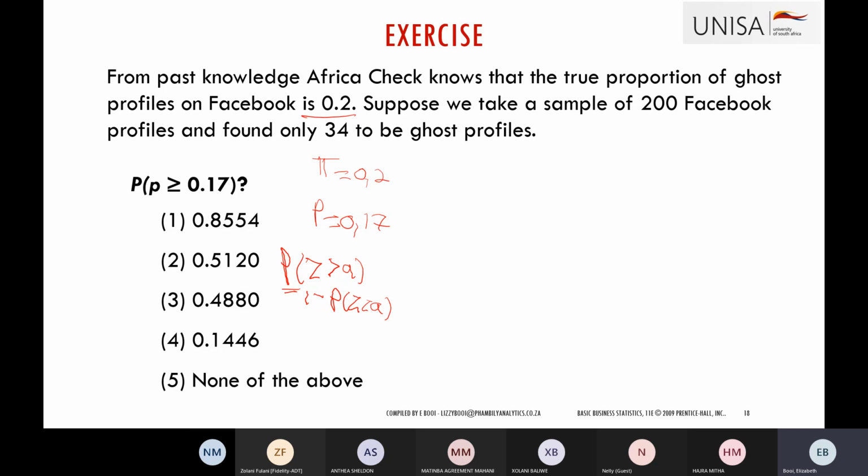So let's go calculate the question. We know we need to find the probability of P greater than 0.17. Therefore, we standardize that, which will be Z greater than or equal to P minus the population proportion, divided by the standard error.